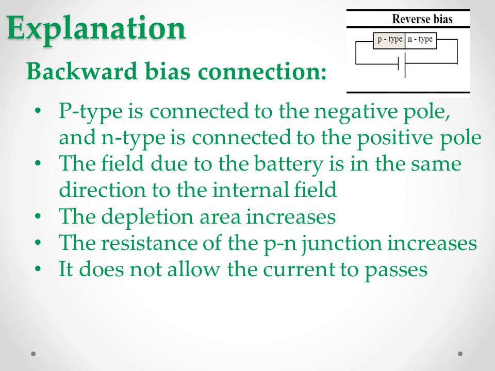Explanation. Backward bias connection. P-type is connected to the negative pole, and N-type is connected to the positive pole. The field due to the battery is in the same direction as the internal field. The depletion area increases. The resistance of the P-N junction increases. It does not allow the current to pass.